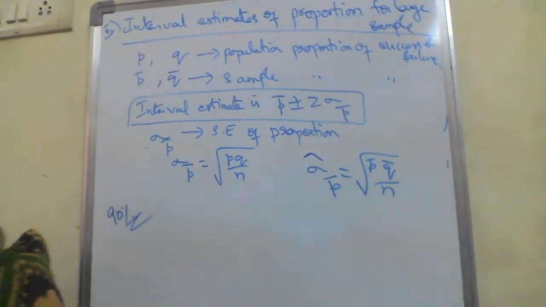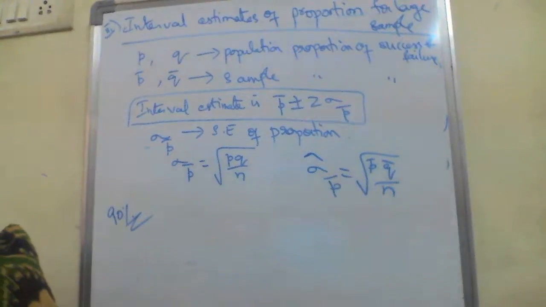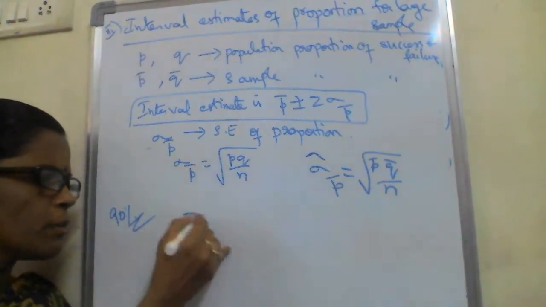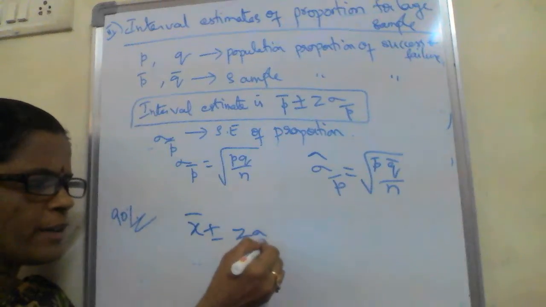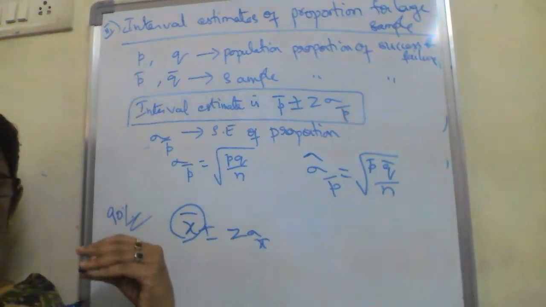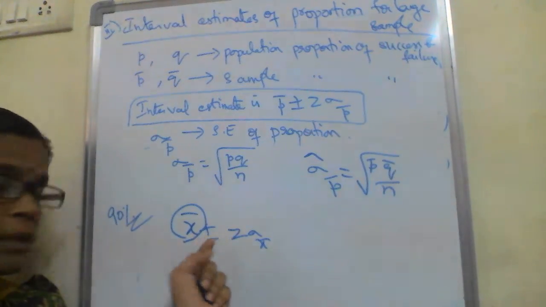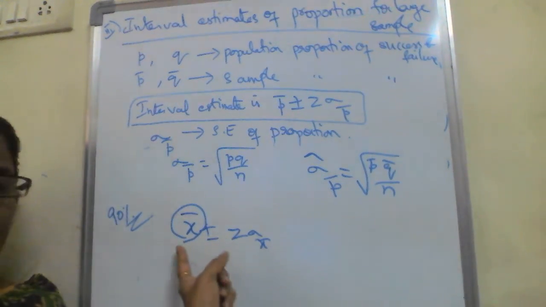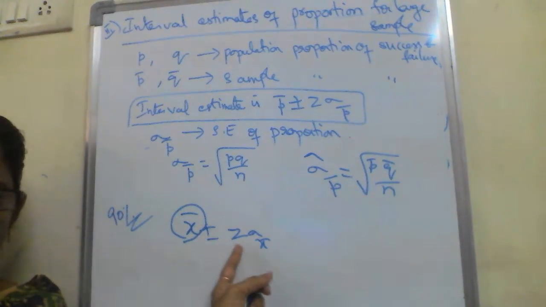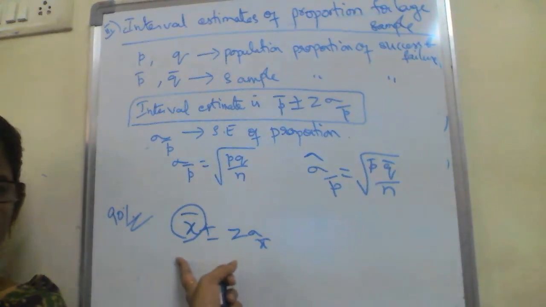Good morning. So I hope you are all safe, and today, in the last class, we have seen how to calculate an interval estimate with the formula x bar plus or minus z sigma x bar. That is, when the sample mean is given, we have calculated the interval estimate, the upper limit of the confidence interval and the lower limit of the confidence interval, one with plus and the other one with minus.